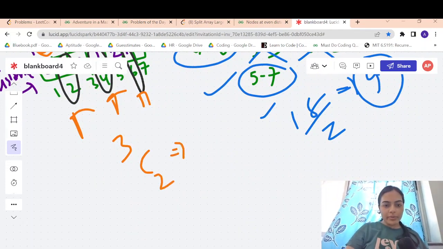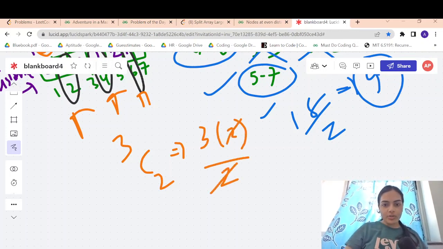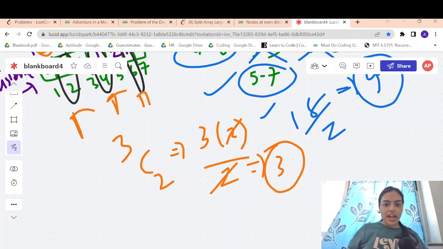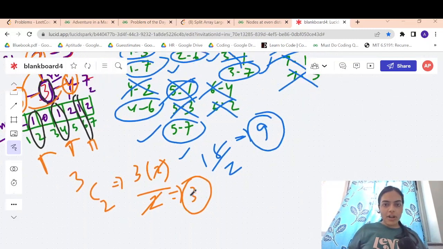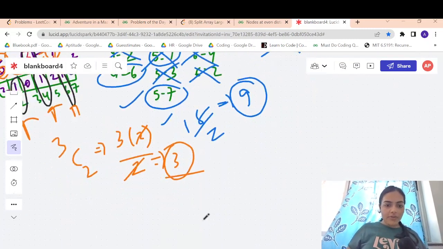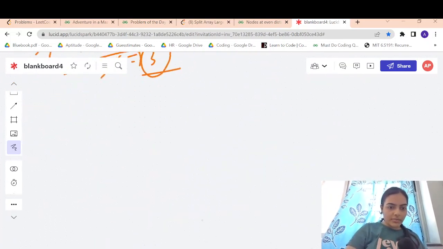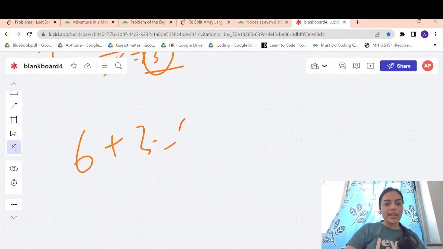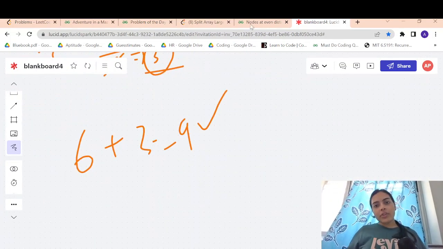So 3C2 will be the answer. What is 3C2? N into n minus 1 by 2, right? So there will be 3 edges which are having even distances relatively. Already we had found 6 edges. Now we found 3 more edges. So 6 plus 3, 9 is our answer. Okay, so this is how we are going to solve this problem.